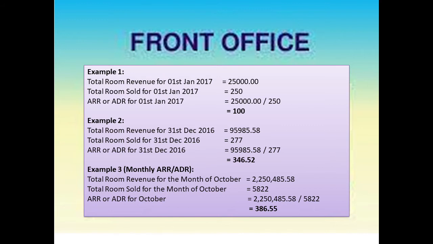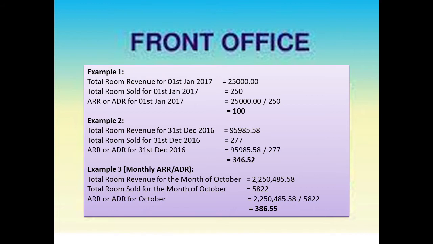For our example number 2, the total room revenue for the 31st of December 2016 is equal to 95,985.58. The total rooms sold for the 31st of December 2016 is equal to 277. And the total ARR or ADR for the 31st of December 2016 is equal to 95,985.58 over 277.